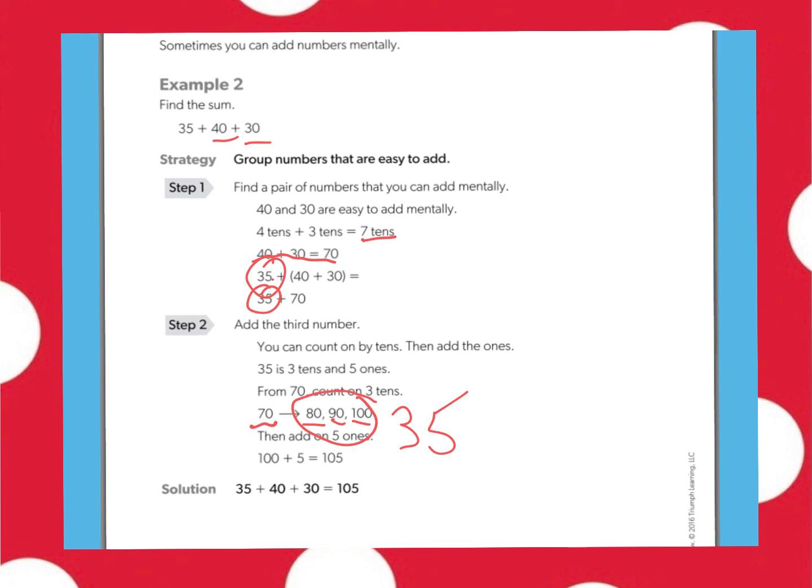So now we've already added 30, but we have to add that leftover 5. So I'm at 100 after I've added 70 plus 3 tens. And so I know that 100 plus 5 equals 105, which gives me 35 plus 40 plus 30 equals 105.